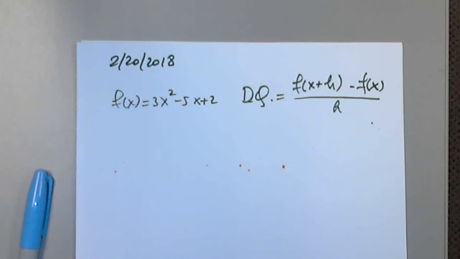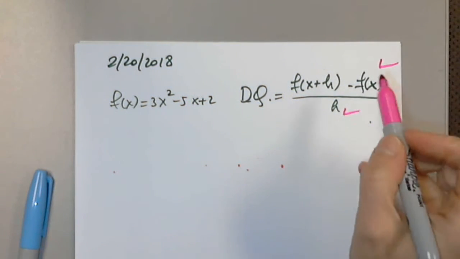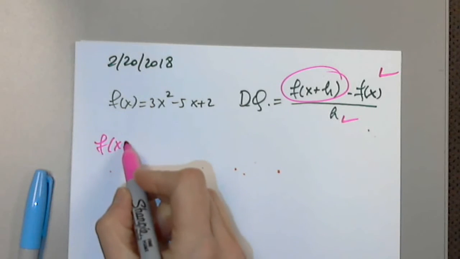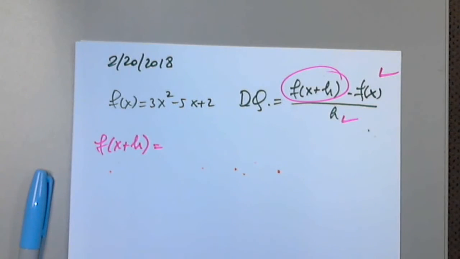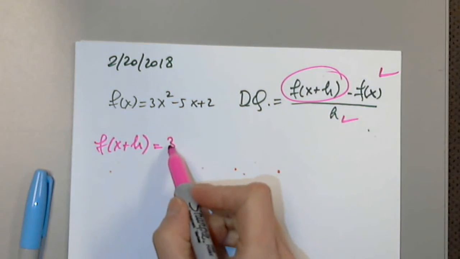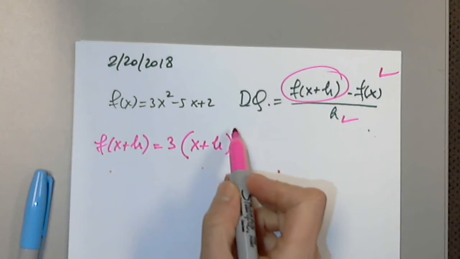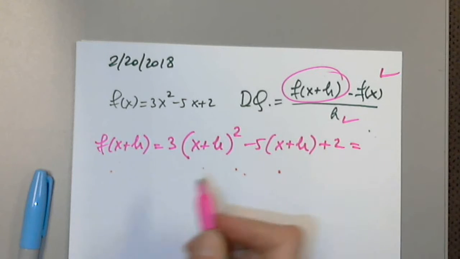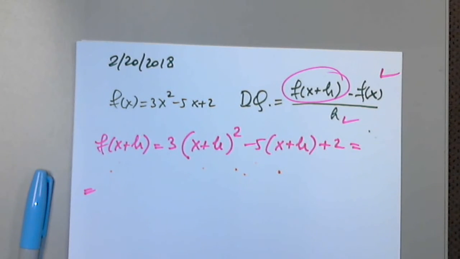Yes, so in order to find f of x plus h, I have this and I have this. This is the only one that is more involving and I don't have it. So f of x plus h equals 3, and in parentheses, x plus h squared, minus 5 times x plus h, plus 2. What do I do next? It's the order of operations that I'm worried about now. And how do I proceed?